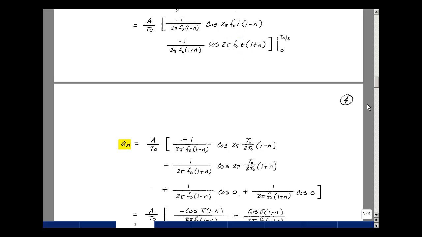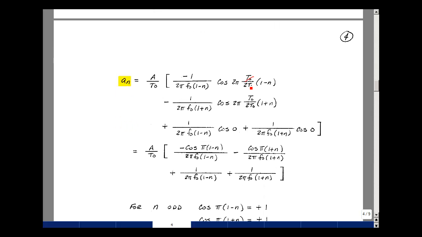Got some term cancellation, so let's clean this up. The t0's cancel, the 2's cancel, the t0's cancel, and the 2's cancel. I'm left with the value of minus 1 times the cosine of pi times (1 minus n), divided by 2 pi f naught (1 minus n), that's this term. I have the same thing again with a (1 plus n), divided by 2 pi f naught (1 plus n). The cosine of 0 is 1, and the cosine of 0 is 1. That's my value of a sub n.